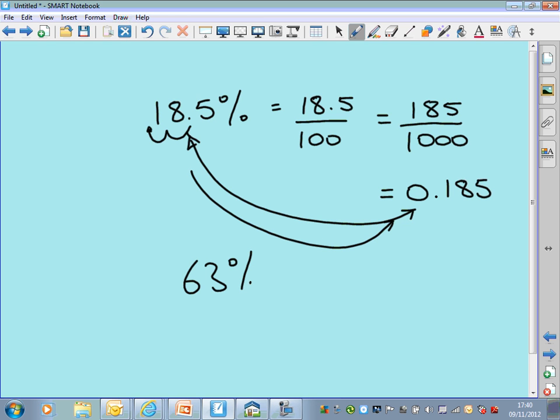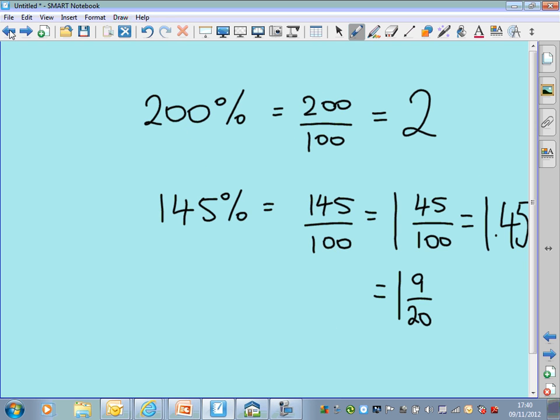63%, similar to the one we had earlier. Divide that by 100 gives you 0.63. We had 145%, didn't we? And that divided by 100 is 1.45, which, if you remember, was the decimal equivalent on the previous page. There it is on the right-hand side. There we go. It's a very quick video there about how you can turn percentages into decimals or fractions. That has a useful application, as you'll see in other videos, when it comes to finding fractions of amounts.